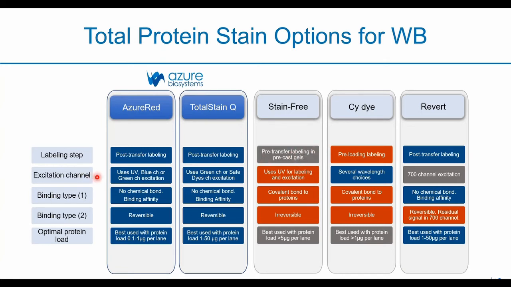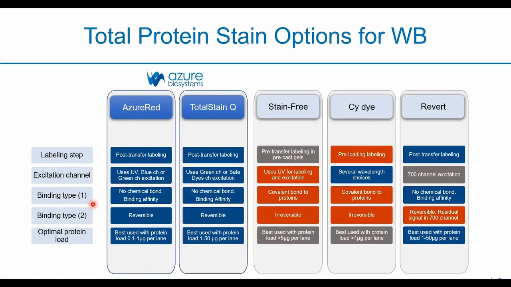Excitation channel, like I say, mostly will be in the fluorescent channels. Like you see here, the green channels, 700 channels and so on. And some of them may need UV to excite them. So you need to see whether your digital imager is compatible or not.